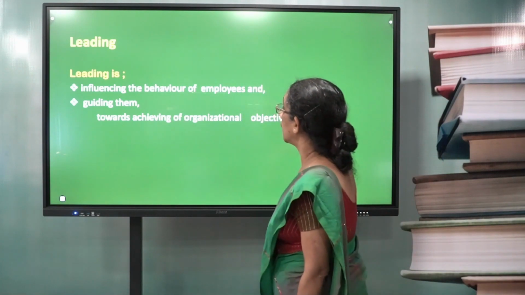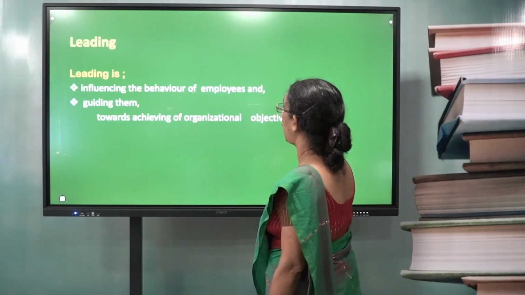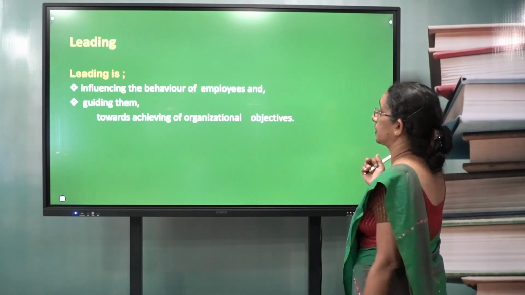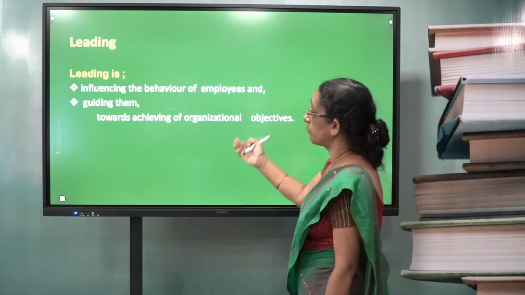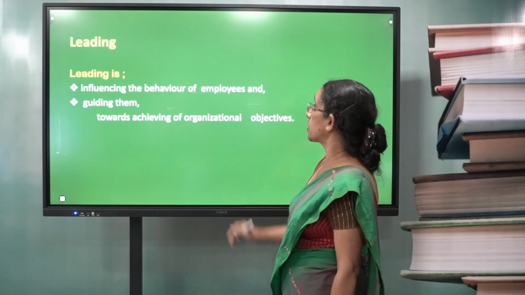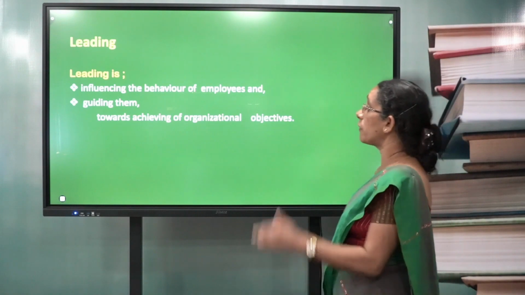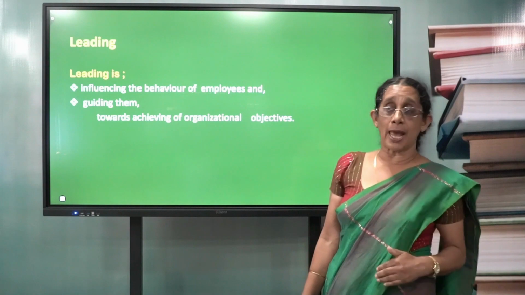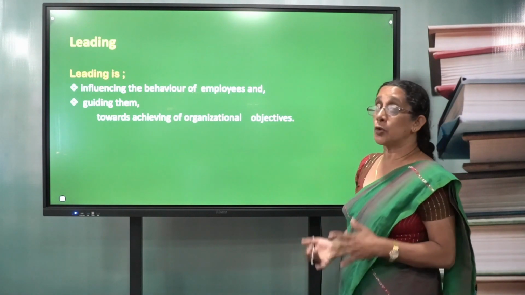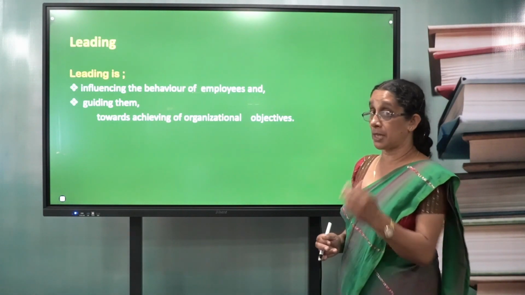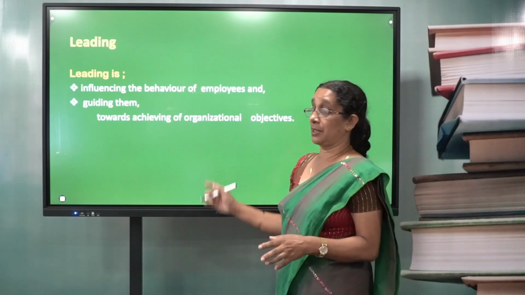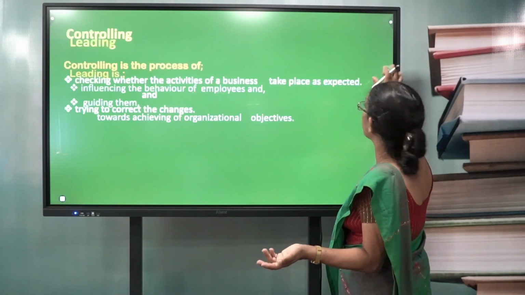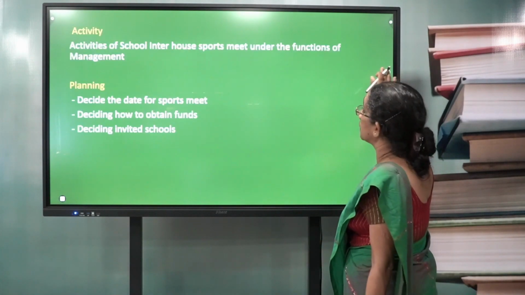Leading is influencing the behavior of employees and guiding them towards achieving organization objectives. That is, giving them required information and instructions. Now you have learned about management and its functions. Now we will do a small activity to see whether you have understood this properly, because I explained this 2 times. Now we will go to the activity.